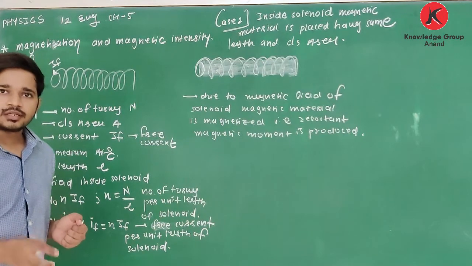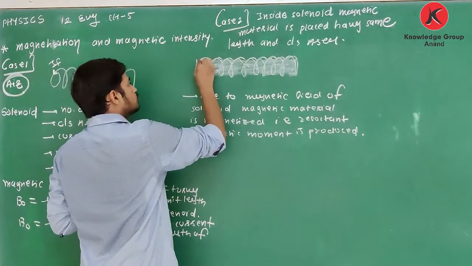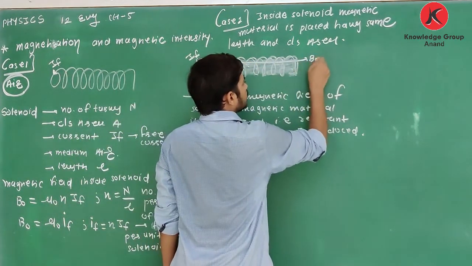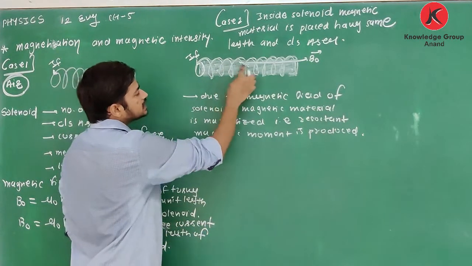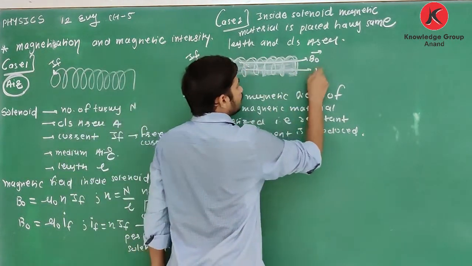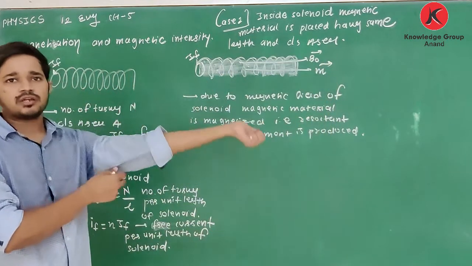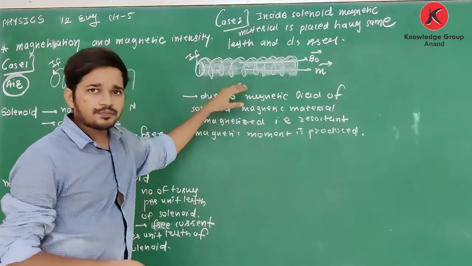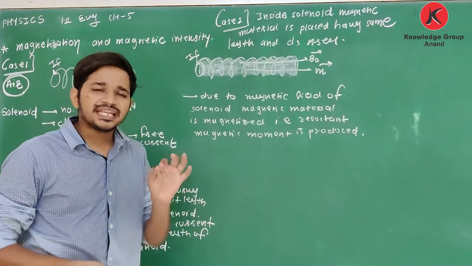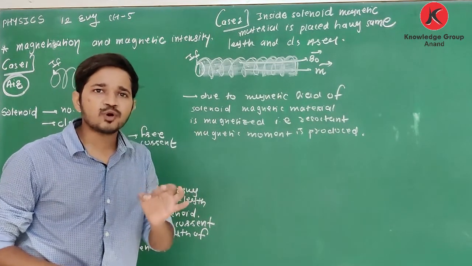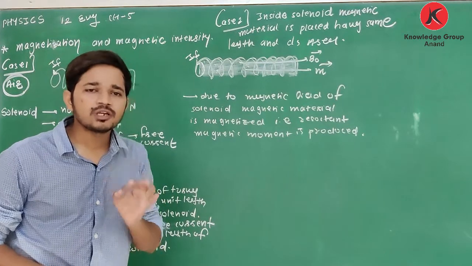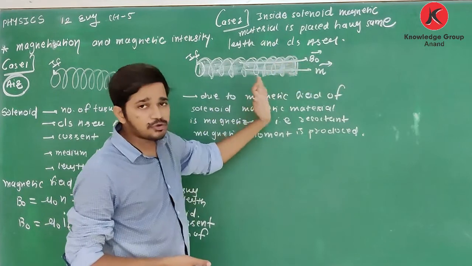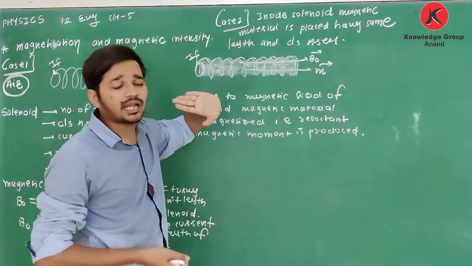Clear about this? So yes, I am assuming that due to this current IF, the magnetic field B0 is in this direction, and in this magnetic material, the magnetic moment produced is m. The total resultant magnetic moment produced is m. Yes, this magnetic material includes a number of molecules. Each and every molecule behaves as a molecular dipole. And due to this external magnetic field, each and every molecular dipole will align in the direction of the magnetic field.